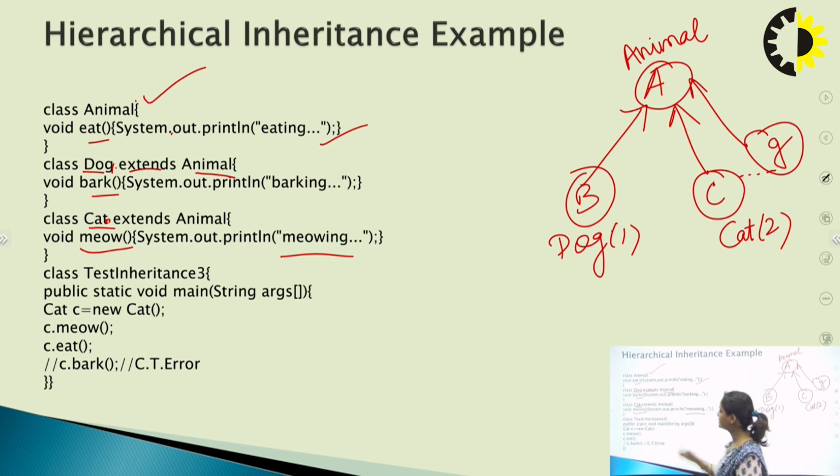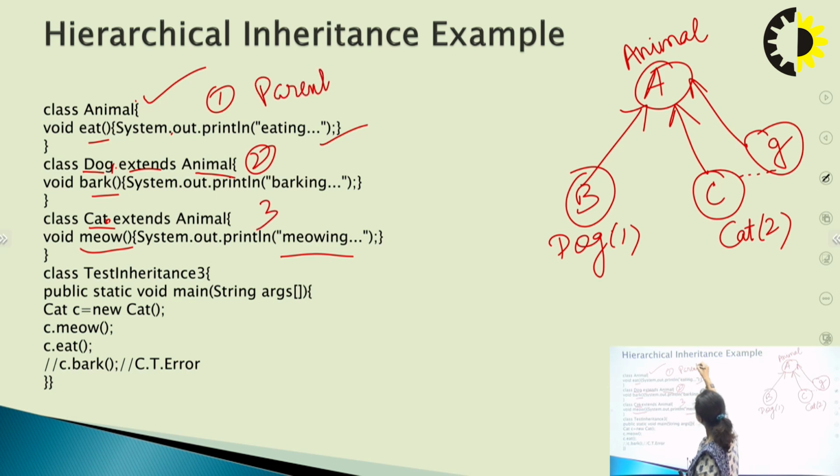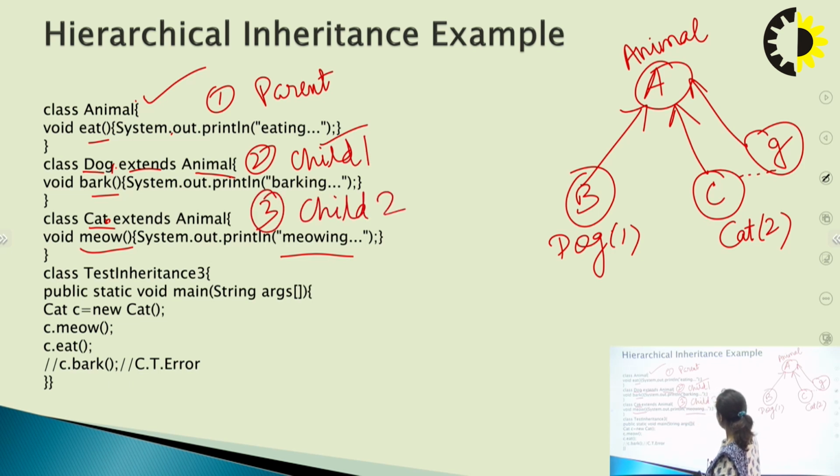Now these are the three classes, class number 1, 2 and 3. Parent, this is child 1 and this is child 2, having their own methods. Now this is your main method class, the 4th class.